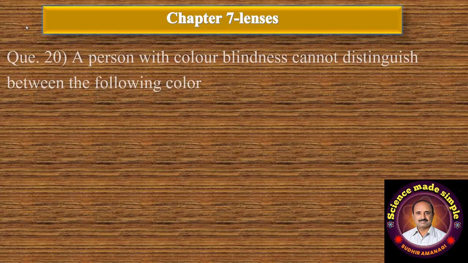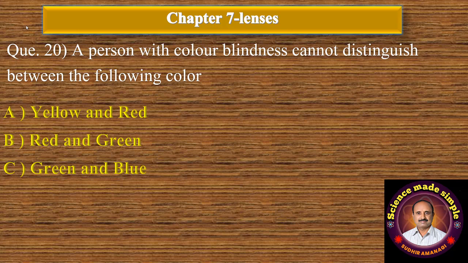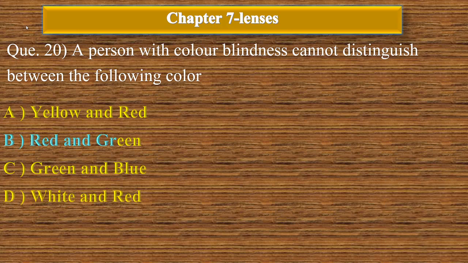Question number 20. A person with color blindness cannot distinguish between the following colors. Option A, yellow and red. B, red and green. C, green and blue. And D, white and red. Correct answer is option B, red and green.